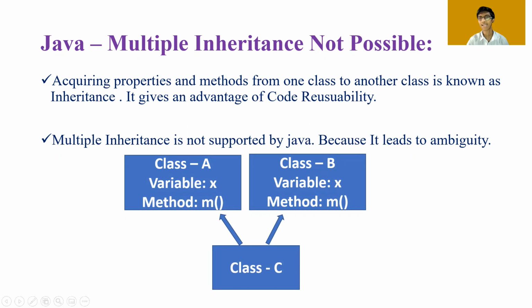Now, if the child wants to access the variable x or the method m, it could lead to ambiguity, right? Whether it belongs to class A or to class B. Class C doesn't know, right? Class C is in a state of confusion where it doesn't know whether to get it from class A or from class B. So it leads to ambiguity. That's why Java won't support multiple inheritance. Now let's go for the next concept.